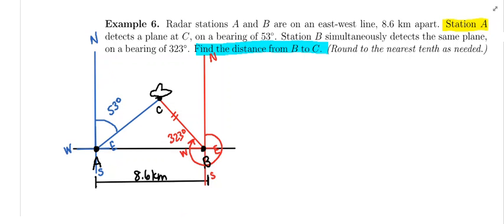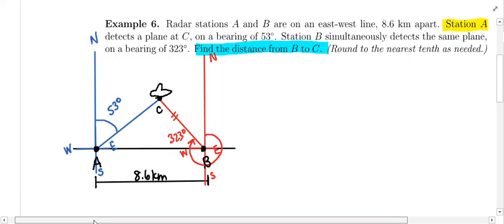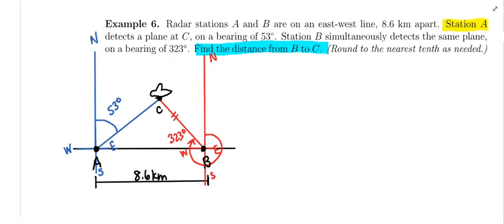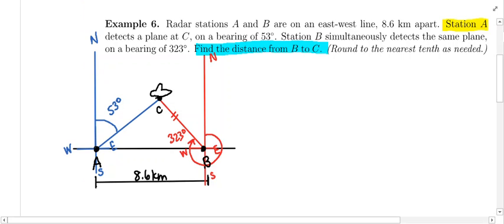I'm going to start by trying to figure out some of the angles in the picture. Anything I figure out, I'm going to write in green. First thing I need you to realize is that if I look at station A, when I set up the north, south, west, and east line, this is a perpendicular right here.